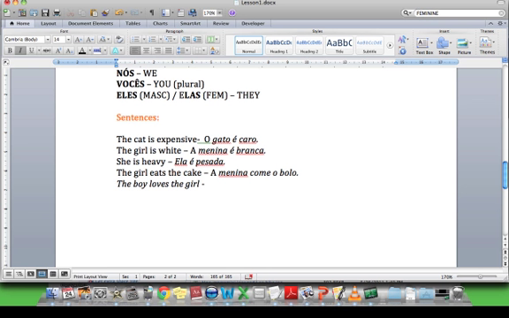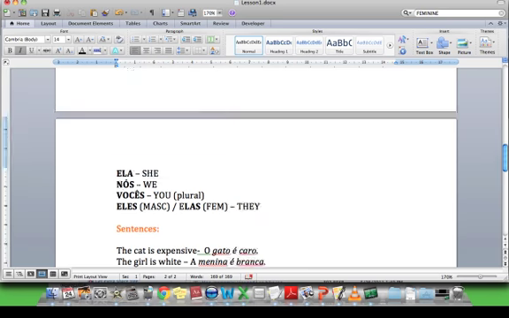It would actually be o menino, o menino. Okay, so the verb to love is amar. Since I'm talking about he, the boy, and it's the present tense, third person, what do we have to do with the infinitive? We simply remove the last letter and we carry on. O menino ama. How do you say the girl? A menina.